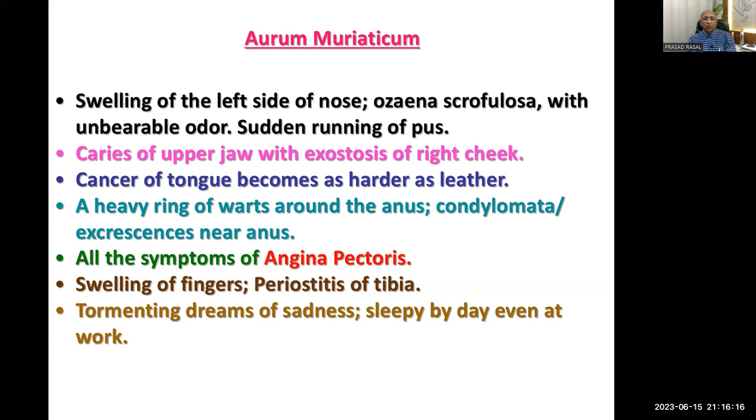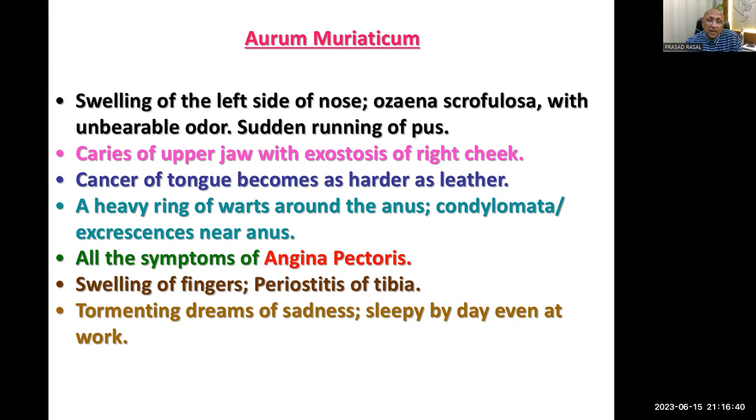A heavy ring of warts around the anus, condylomata, excrescences near the anus. Condylomata lata is the psychotic affection, which happens in secondary syphilis. It is a mixed miasmatic picture. Syphilis gets mixed with that. The condylomata develop in secondary syphilis. Aurum muriaticum, a psychosyphilitic remedy, shows the typical presentation of it.